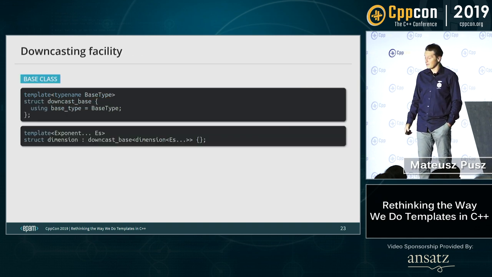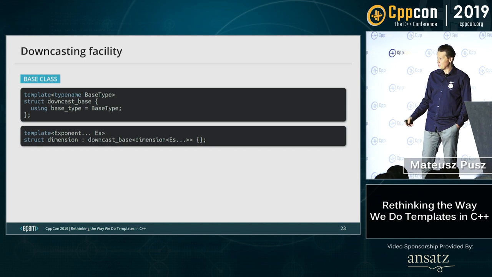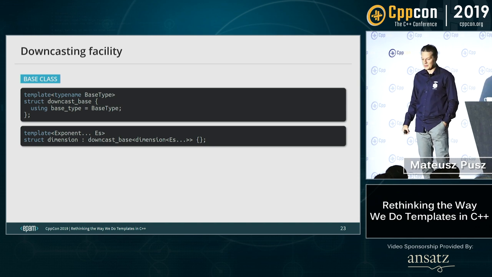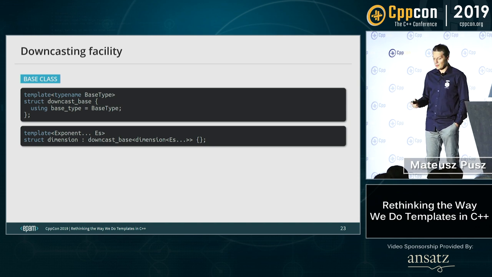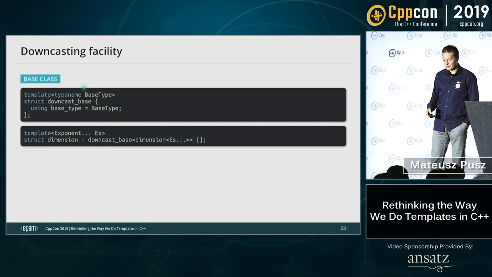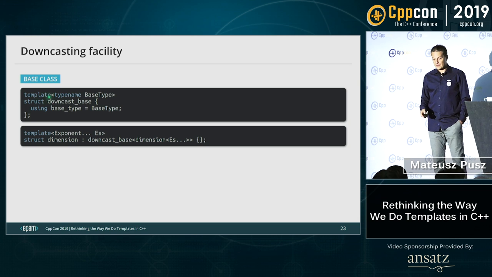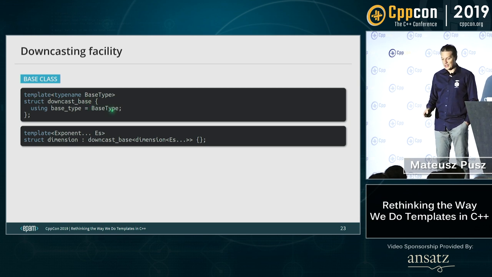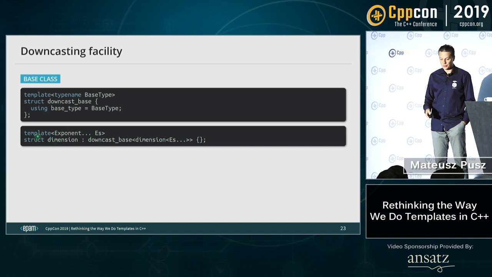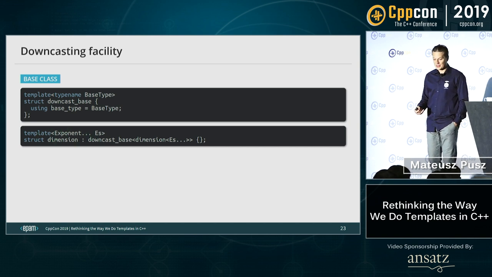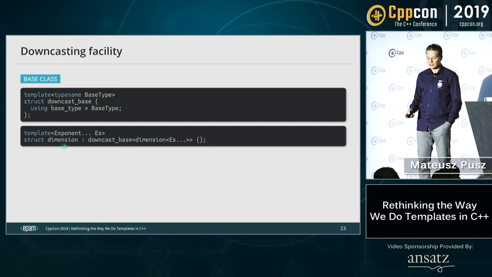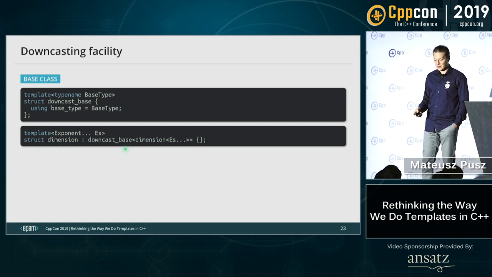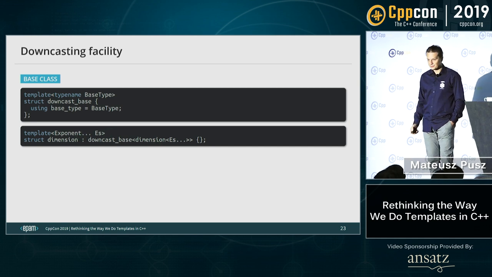I called it the downcasting facility. Or it could also be called, for example, type substitution facility. Basically, I'm using the CRTP idiom here, the curiously recurring template pattern, where you have a base class that basically stores the type provided by the template, and the types that you would like to put under the downcasting facility, you inherit from this dump class base providing the same type, so CRTP, to the base class.